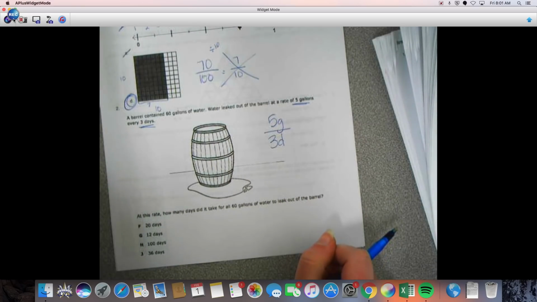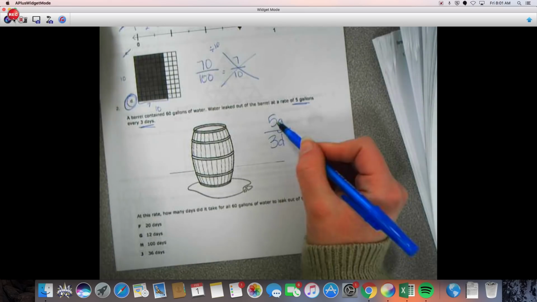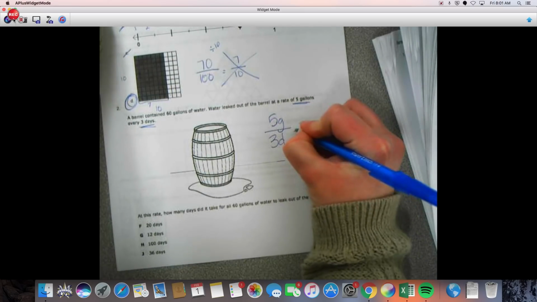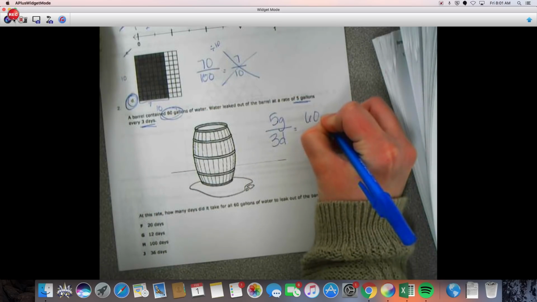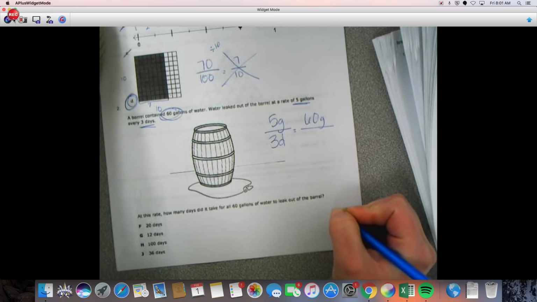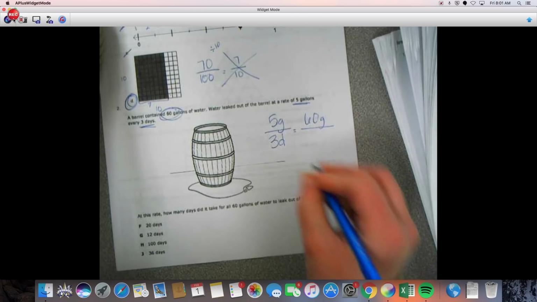What I saw most people doing was not that. 5 gallons, 3 days. My other number is a gallon. So I need to have 60 gallons. And then this is an easy one, guys. This is one we can just solve across.